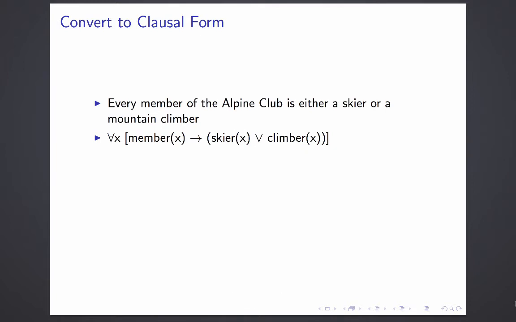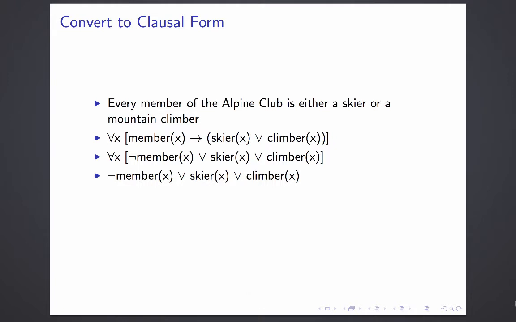The next one is every member of the Alpine Club is either a skier or a mountain climber. First thing we have to do is eliminate the implication. Notice that the scope of the universal quantifier is the entire implication. So when we negate the antecedent of the implication, it's the negation of the member predicate. And then we convert the implication to disjunction. Now at this point, we can drop the universal quantifier.